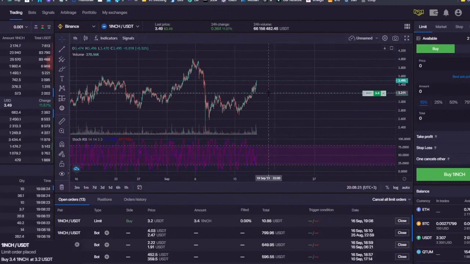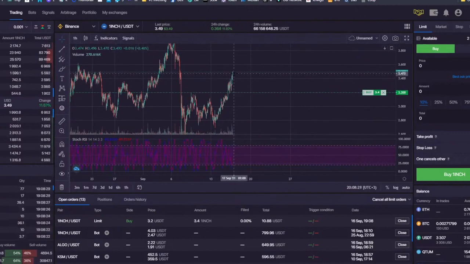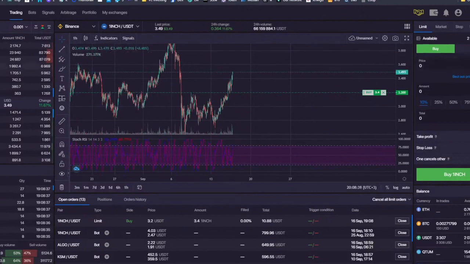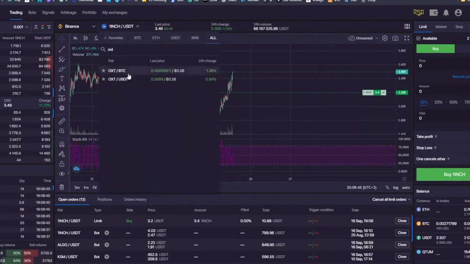So now you have this open order, which is waiting for the price to fall back down to 3.2, and that way it's going to trigger this order. And also, as I said, I want to make sure that if the price of OXT falls quicker to the point at which I want to buy it, then I want to have this option.